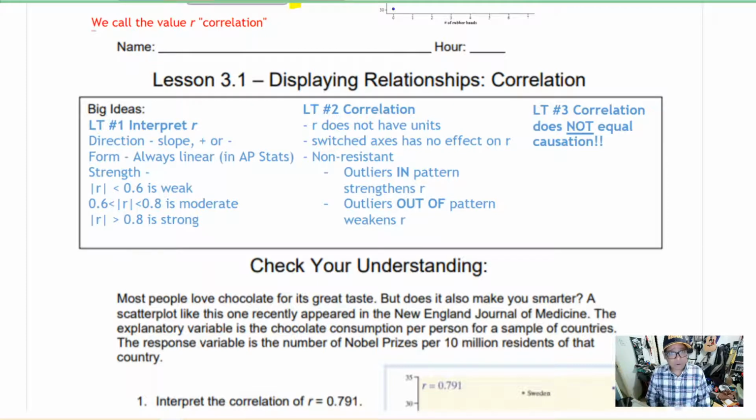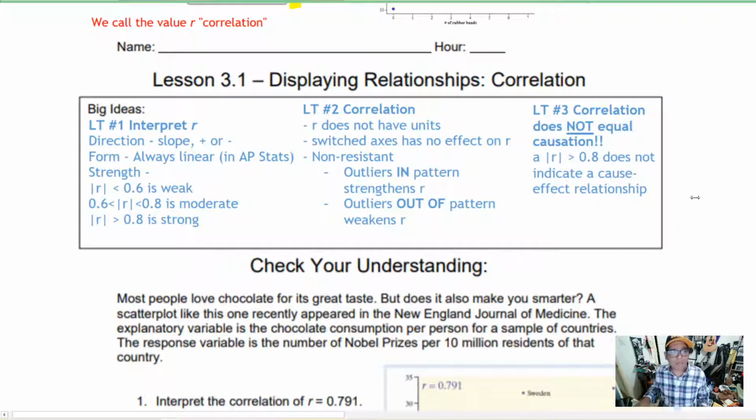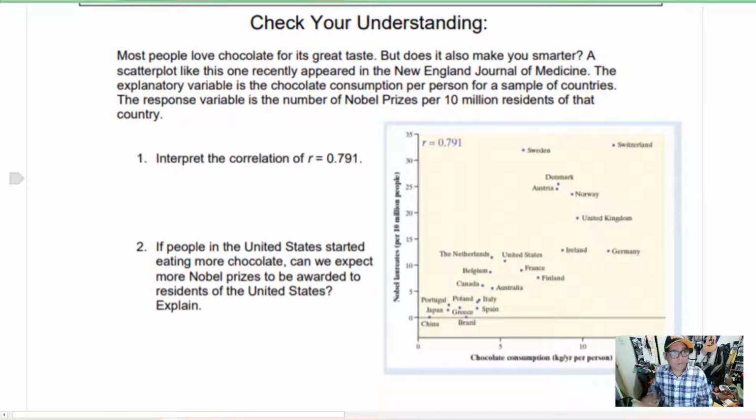And the other thing here is correlation does not equal causation. What that means is that if you have an absolute value of R greater than 0.8, that doesn't indicate a cause and effect relationship. It just means that the scatter plot shows a very strong linear pattern. Pattern has nothing to do with causation. And if we think we have all of that, we can go to check your understanding.